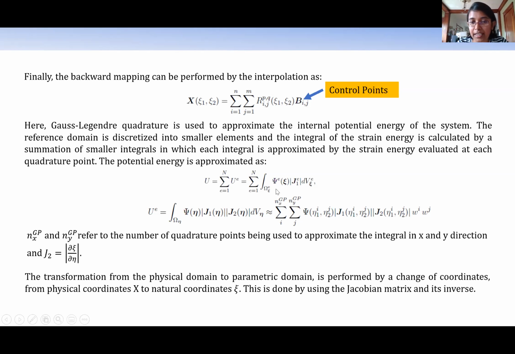Now they have converted that into the natural coordinate system, and they have used the Gauss quadrature points, nx of p. Nx is the number of Gauss quadrature points along the x direction, and ny is the number along the y direction, and they have summed up the energy. The transformation from the physical domain to the parametric domain is performed by the change of coordinates from the physical coordinate x to the natural coordinates xi. This is done by using the Jacobian matrix and the inverse of it.